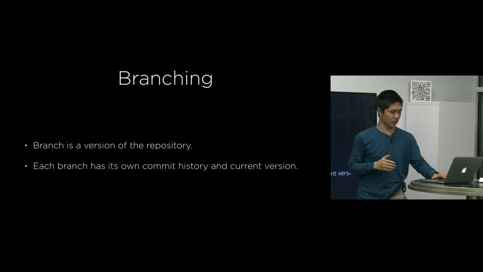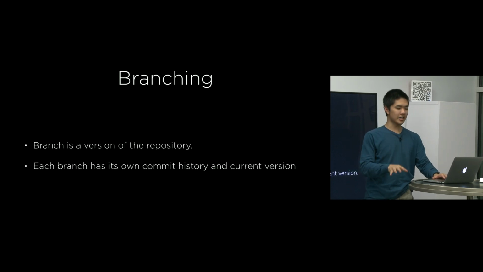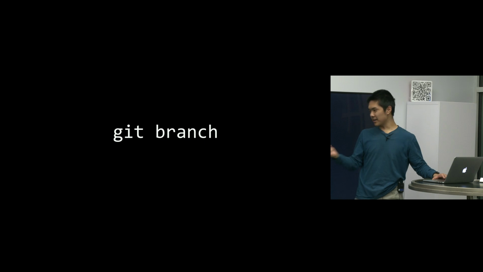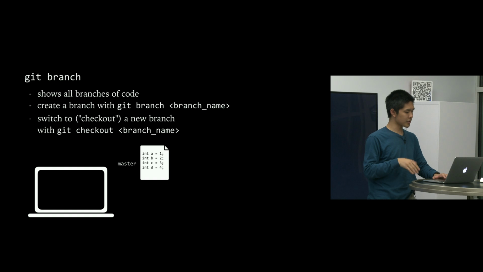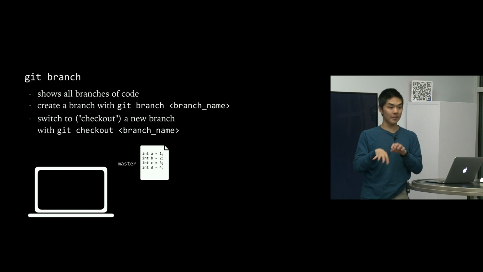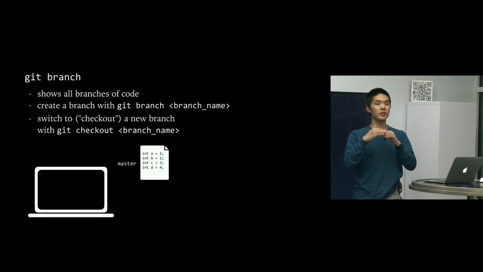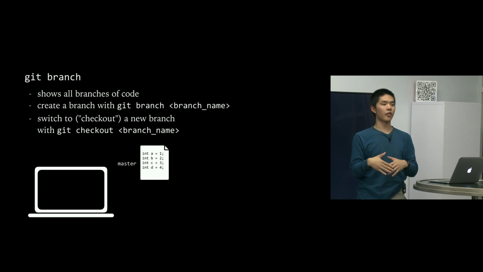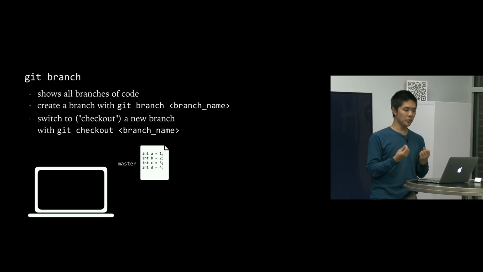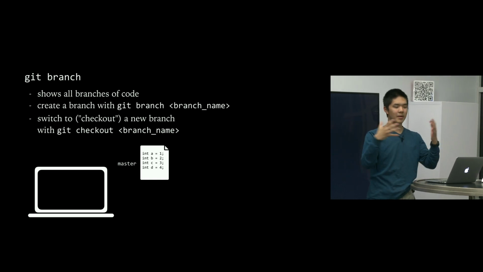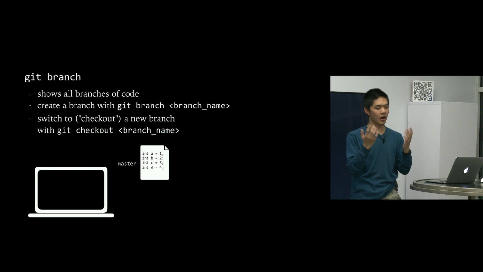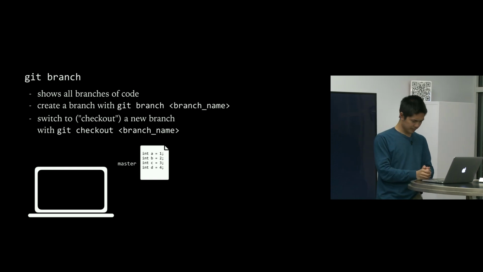So just to recap, branching is a version of the repository. Each branch has its own commit history, and each branch has its own most recent version of the code. So git branch is the command that you would use in order to create a new branch. If I just type git branch, it will show me all of the current branches that I have on the repository. But if I want to create a new branch, I would type git branch followed by the name of the branch. And I could just make up any branch name I want, so long as it's not a name that already exists as a branch.